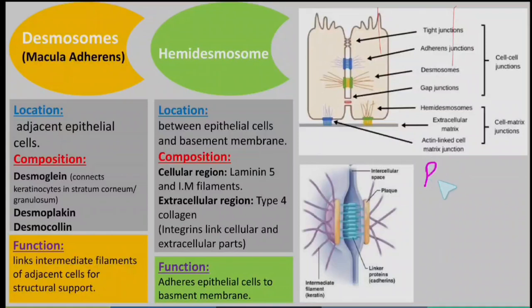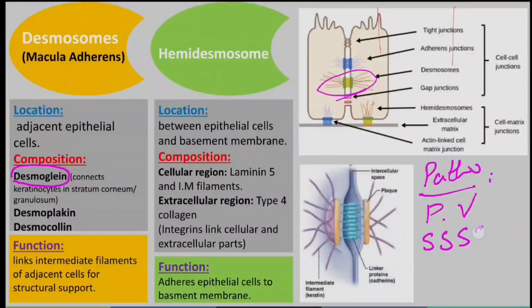Let's talk a little bit about the pathologies which affect desmosomes. Diseases like pemphigus vulgaris occur because of an autoimmune response that affects desmoglein. Staphylococcal scalded skin syndrome happens when there is an exotoxin that will result in the splitting of desmoglein 1. And bullous impetigo will also destroy desmoglein 1 due to production of exotoxins.